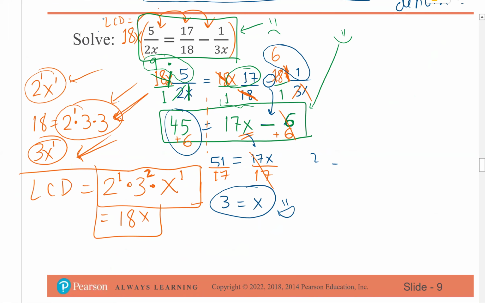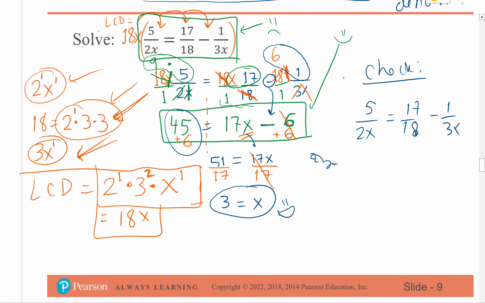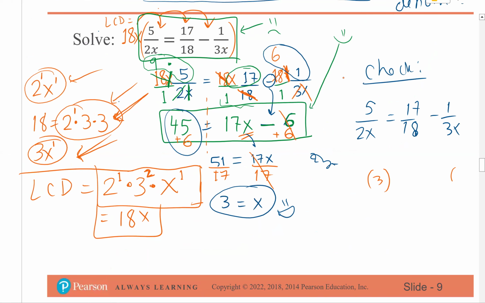And I could check. Didn't tell us to check, but I could. What was the original one? 5 over 2x equals 17/18 minus 1 over 3x. I should check. This is one of those things you don't want to do, but you should. I don't really want to floss my teeth every night. Oh my God, it's so boring. But I guess I should. So I'm going to replace the x's with 3 and everything else stays the same.